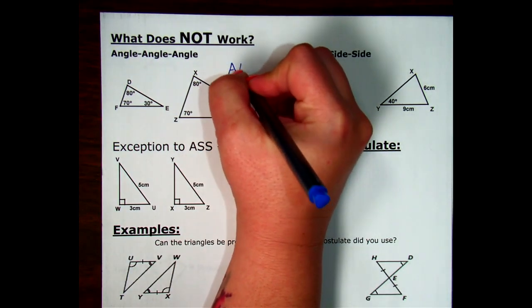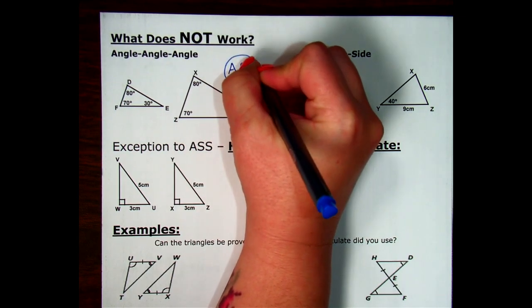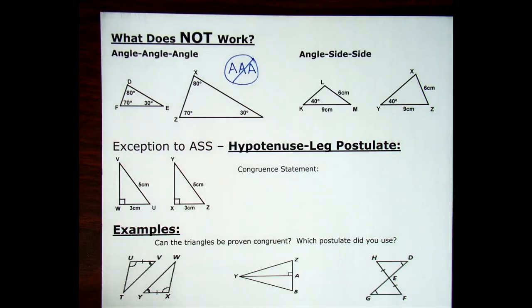So anytime you are highlighting and you see all the angles, we need to remember that that is not going to work. Think AAA batteries don't prove triangles are congruent, right? Or roadside assistance does not prove triangles are congruent, okay?